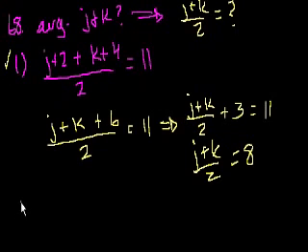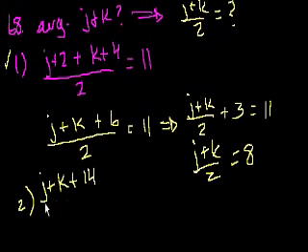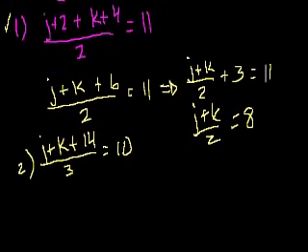Let's see what statement number 2 does for us. Statement number 2 says the average of j, k, and 14 is 10. I suspect we're going to be able to do the exact same thing. So the average of j, k, and 14, so now we're averaging 3 numbers, is equal to 10. And here we should be able to figure out what j plus k is again.